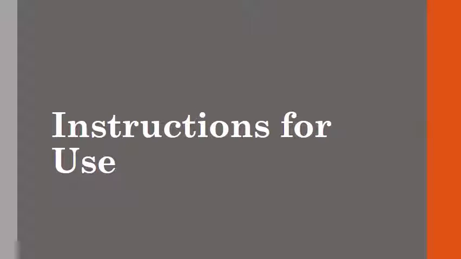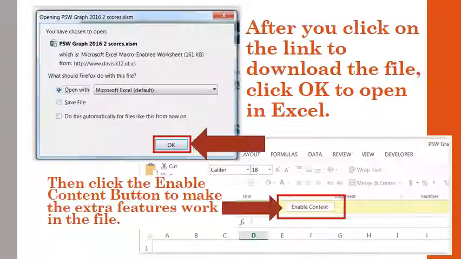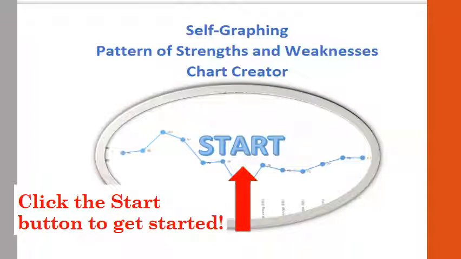Now we will discuss instructions for use. First, you download the Self-Graphing Pattern of Strengths and Weaknesses chart creator from the Pattern of Strengths and Weaknesses Resources website. After you click on the link to download the file, click OK to open it in Excel. Then, after the file opens in Excel, click the Enable Content button to make the extra features work in the file. Now you're ready to get started.